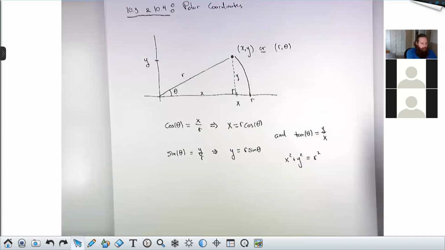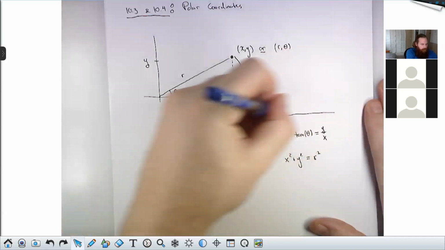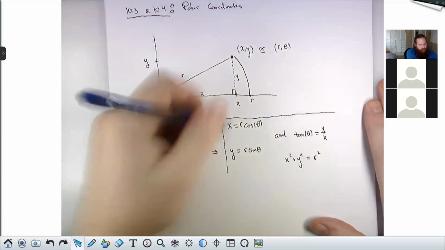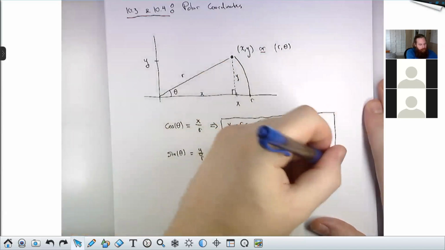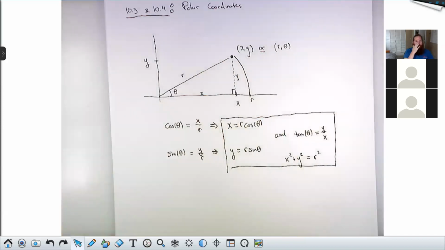So this stuff here is like your map key or your dictionary for going back and forth from Cartesian to polar and polar to Cartesian. Cartesian is the word for normal XY stuff.